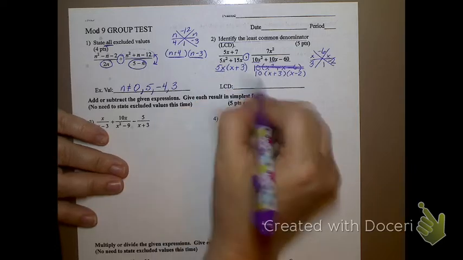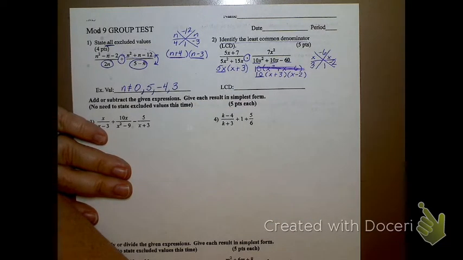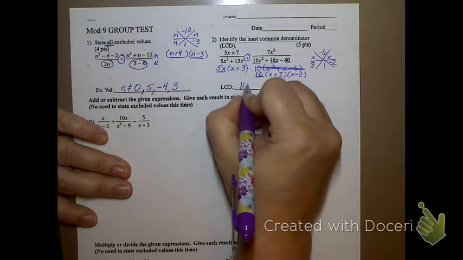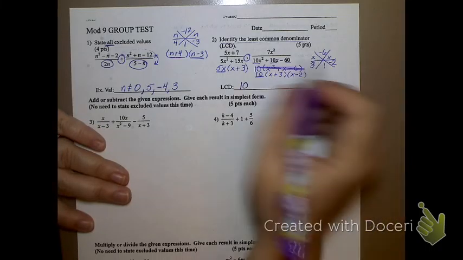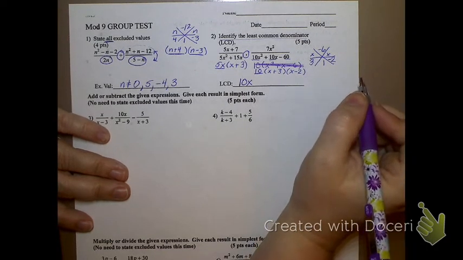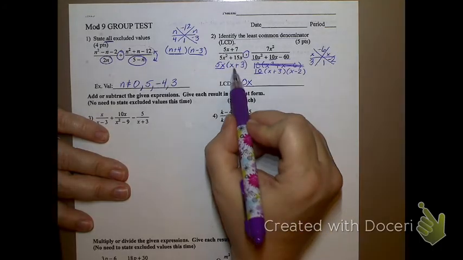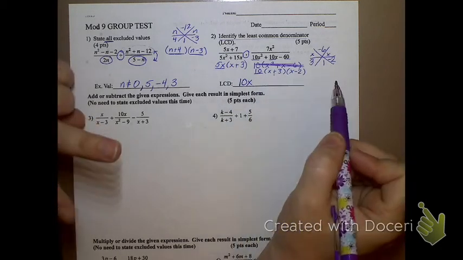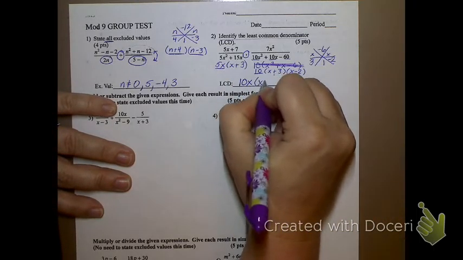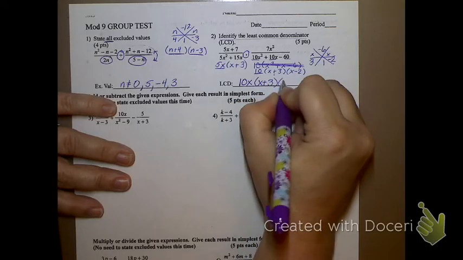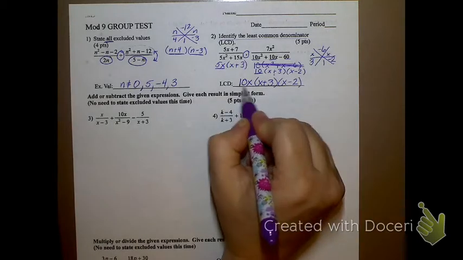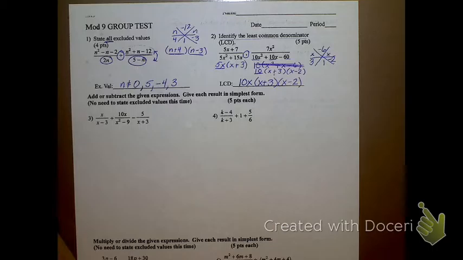So, between 5x and 10, what has to be a part of my least common denominator? 10x. Between 5 and 10, 10 is the smallest number divisible by both 5 and 10. And since there's an x, I have to take that. Now, how many different parentheses do you see represented? 2. There are 3 parentheses total, 1, 2, 3, but only 2 different kinds of parentheses. There's an x plus 3, so that has to be included. And there's x minus 2, so that also has to be included. So my LCD is 10x, parentheses, x plus 3, parentheses, x minus 2.